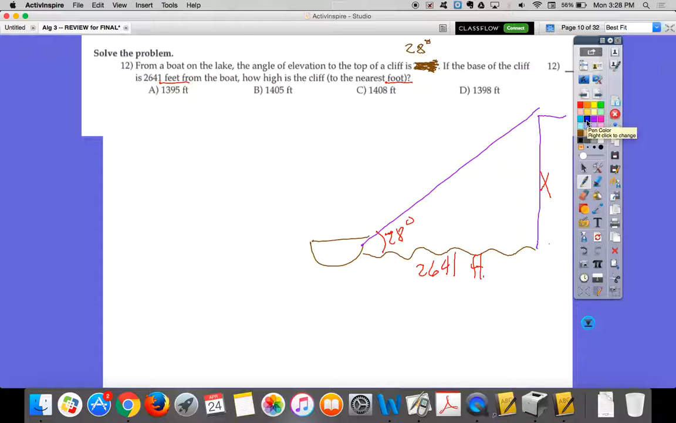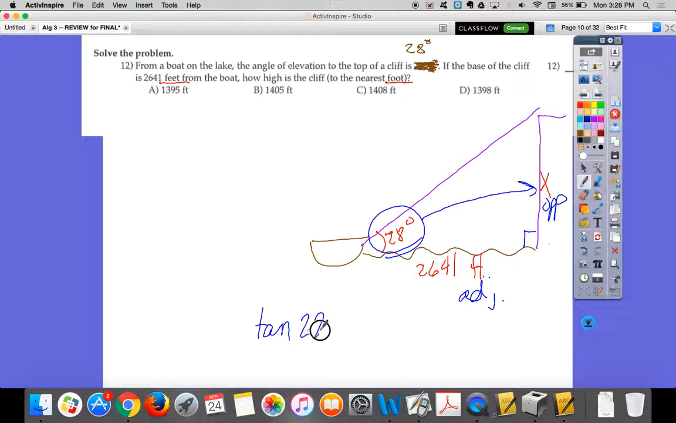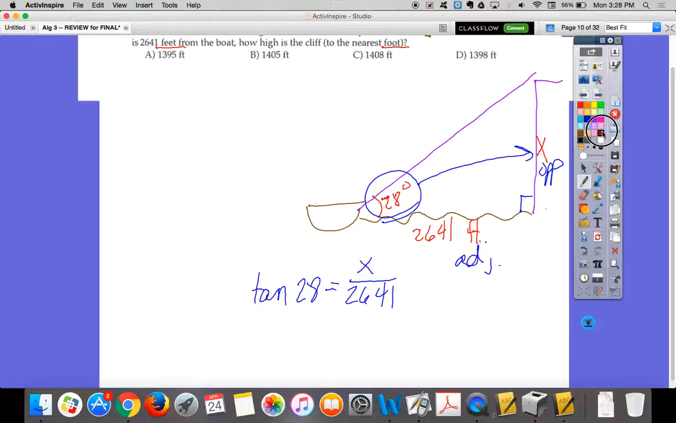Again, our answers are not going to match spot on, so we're not going to worry about matching our answers. But we do need to figure out which trig function to use. From this angle, this is the opposite side, and this is the adjacent side. So that's going to be tangent of my angle is equal to the opposite side, which is x, over the adjacent side, which is 2641. Now remember, the way we set this up, we always turned everything into a proportion.